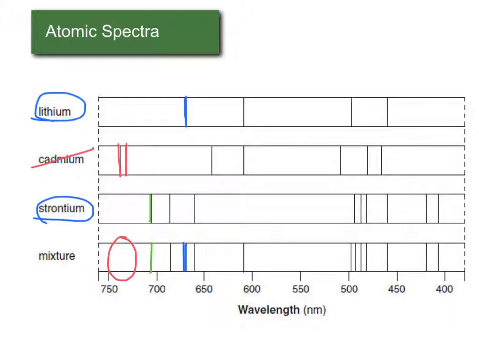And every element and every compound has a unique atomic emission spectrum, and we're going to take a look at some of those in the lab later in class this week. So let's take a look more closely at what each of these components are that are contributing to the spectrum.